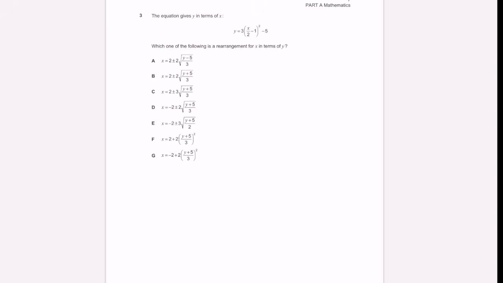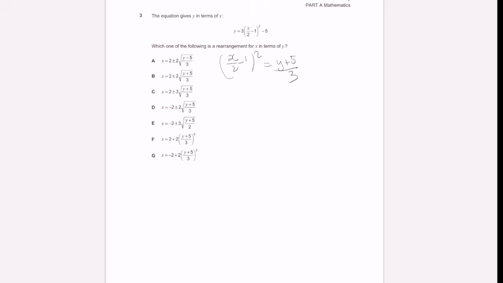Okay, a little bit of rearranging. What we need to do is simply rearrange this for x. Let's do this step by step. So I'm going to go: x over 2 minus 1, squared, is going to be equal to y plus 5, and then divided by 3.